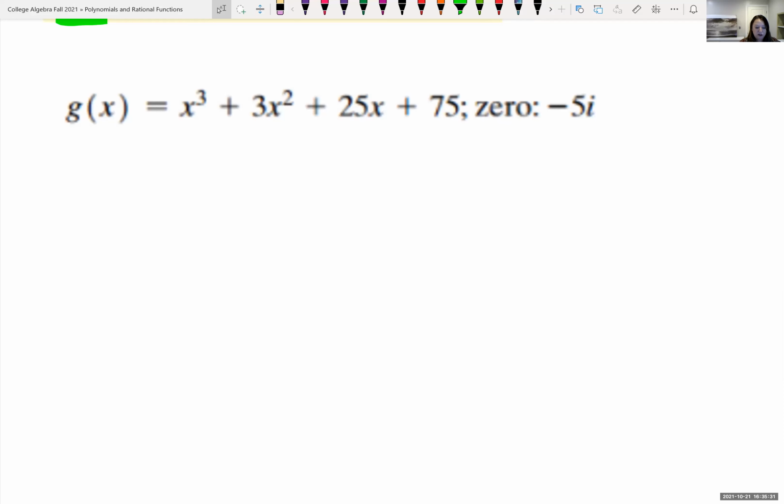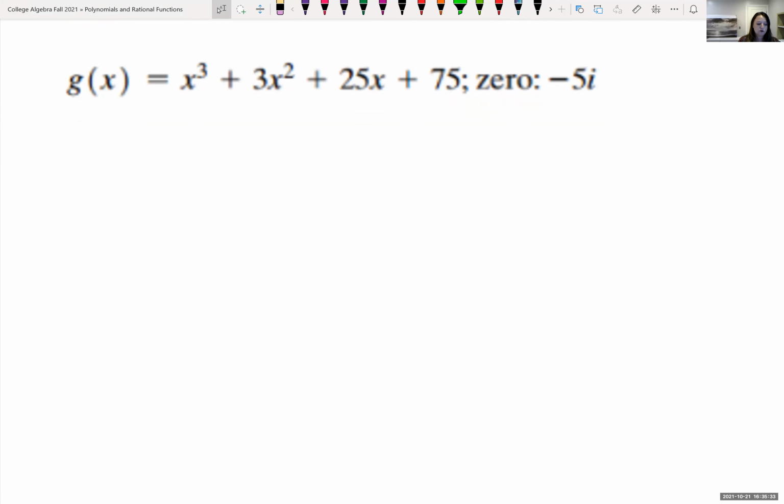Okay, so we have a polynomial in front of us, g of x, which is equal to x cubed plus 3x squared plus 25x plus 75. And we're given that negative 5i is a zero. From here, we want to find the remaining zeros of g of x. There's a couple different ways that we can approach this. We can just go ahead and use our synthetic division. We know negative 5i is a zero.